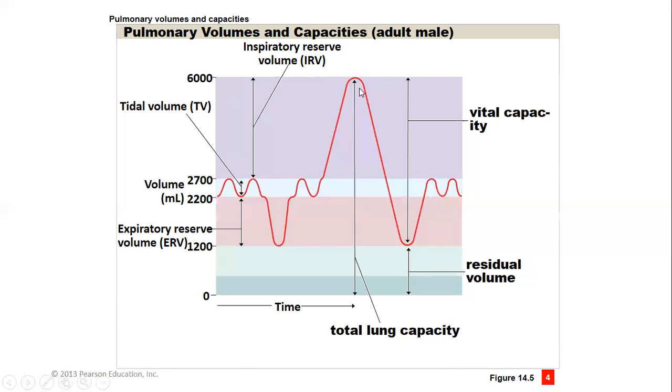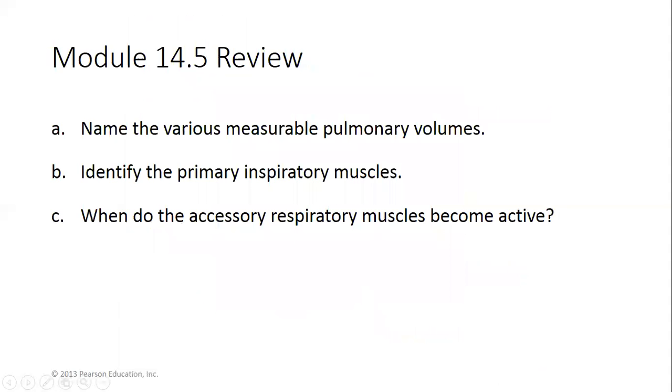Your vital capacity is as much air as you can breathe in to as much air as you can breathe out. There's vital capacity. And the air that's left in the lungs after you breathe out all the air that you can breathe out is residual volume. And if you add residual volume to vital capacity, you get total lung capacity. So this graph includes all the volumes we just mentioned.